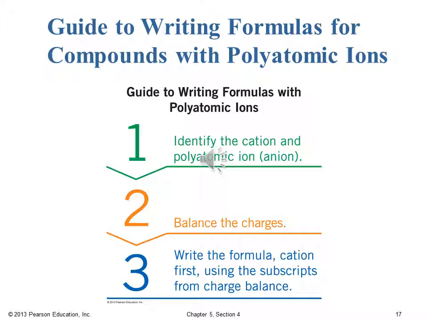Alright, so a simple guide to writing formulas for compounds with polyatomic ions, right? We did the naming from the formula just a moment ago. Now let's figure out how we're going to write the formula from the name. So first, we identify the cation and the polyatomic ion, which is usually an anion, and the cation is usually another metal, but do be on the lookout for ammonium. It will come up. Number 2, balance out the charges. And then finally, number 3, write the formula, cation first, using the subscripts from the charge to balance.